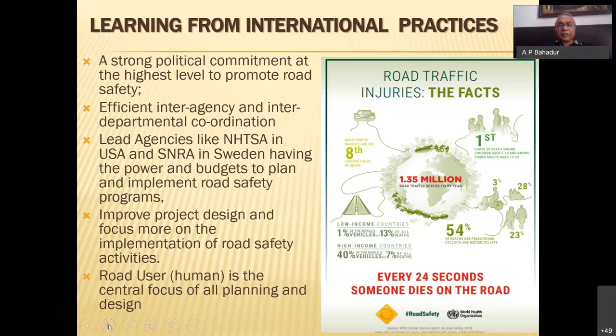So in all those countries like Sweden, when they talk of zero vision, the road user is the central focus of planning and design. Whereas in our country, the infrastructure is focused on motorized transport rather than the vulnerable road users. And while designing, we tend to forget that they are equal partners, or equally users of the road. As you can see in this slide, worldwide 1.35 million deaths are occurring on the road, and every 24 seconds someone is dying on the road.